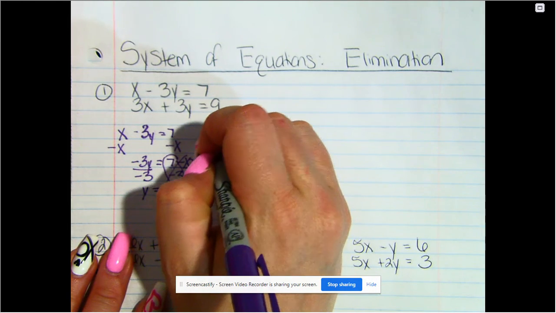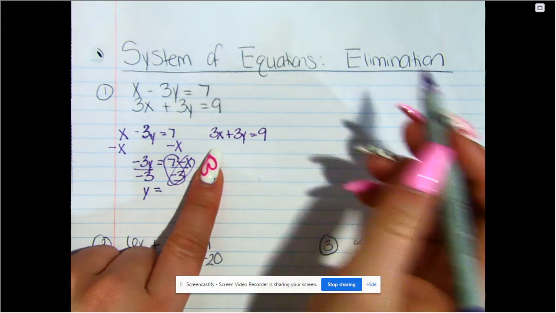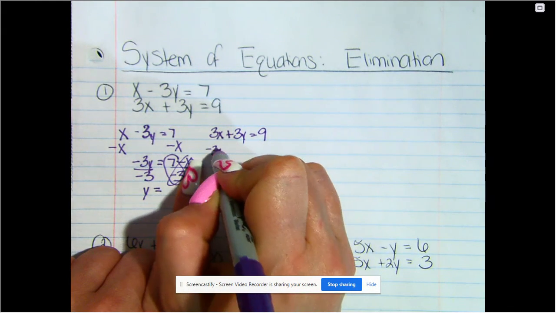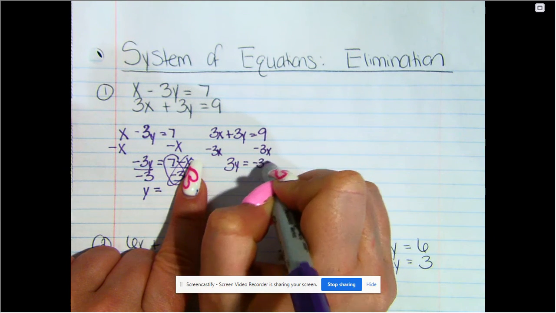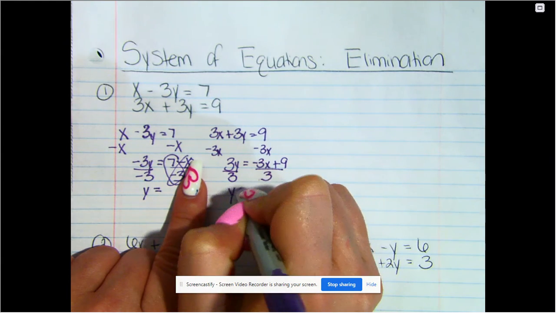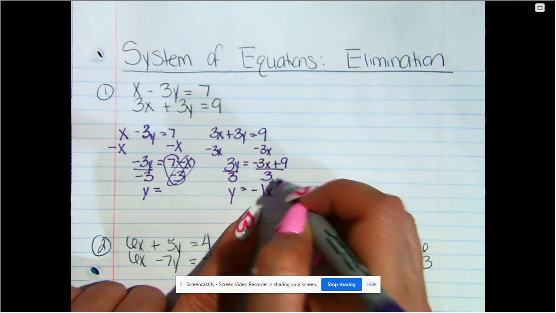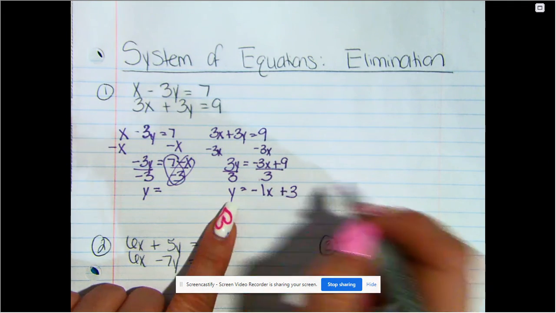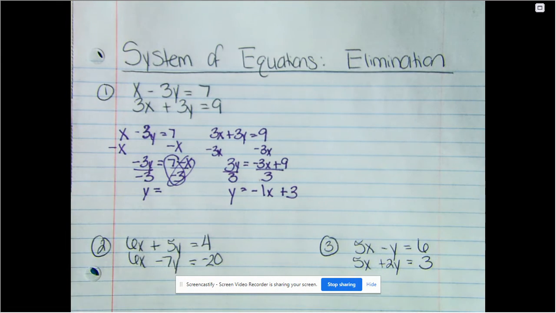We could also do 3x plus 3y is equal to 9 and solve for y by subtracting 3x on both sides. 3y is equal to negative 3x plus 9, dividing by 3 on both sides. Negative 3 divided by 3 is negative 1. 9 divided by 3 is a positive 3. And so there I solve for y, and I can plug it into the equation, right? You can do that. That is perfectly acceptable.